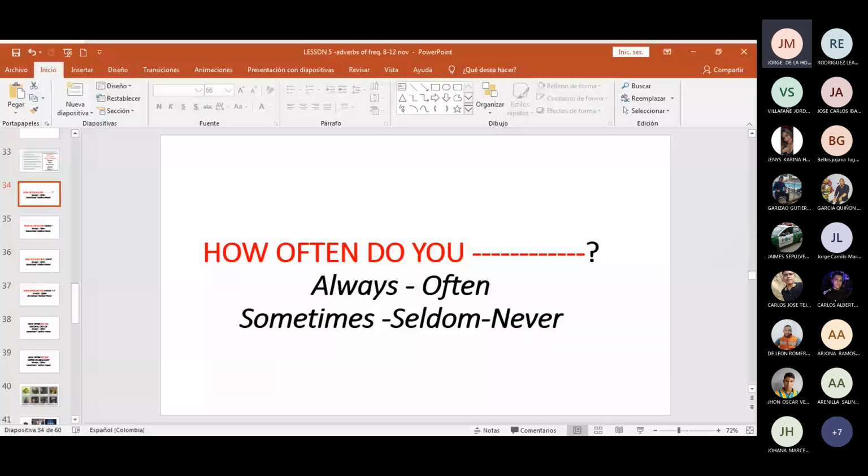Okay, students, question for the teacher. Teacher, how often do you wash the car? Yes? Repeat, please. Thank you. How often do you wash the car?